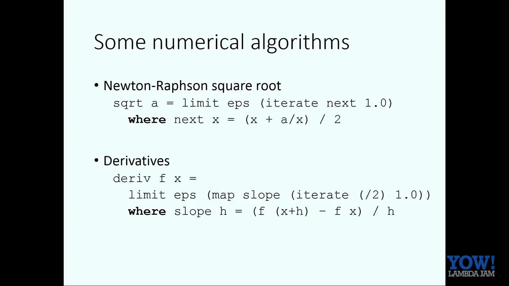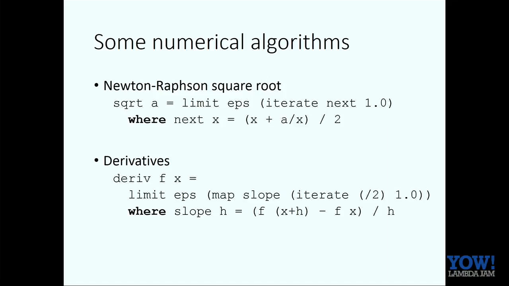Here's another example. This computes the derivative of a function. To compute a numerical derivative of a function, you compute its slope at a point x, between a point x and a neighboring point x plus h. And the smaller h is, the more accurate the slope will be, the closer it is to the actual derivative. So this slope function computes that slope.